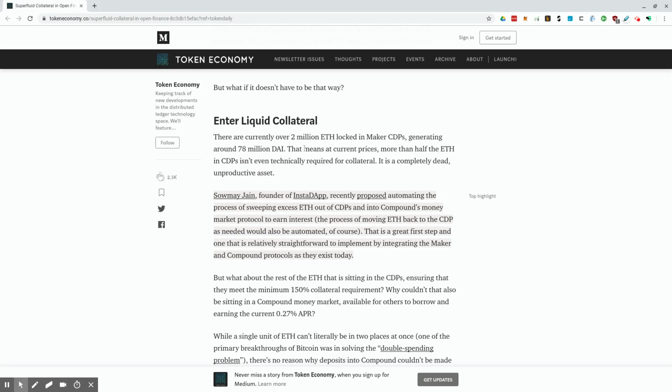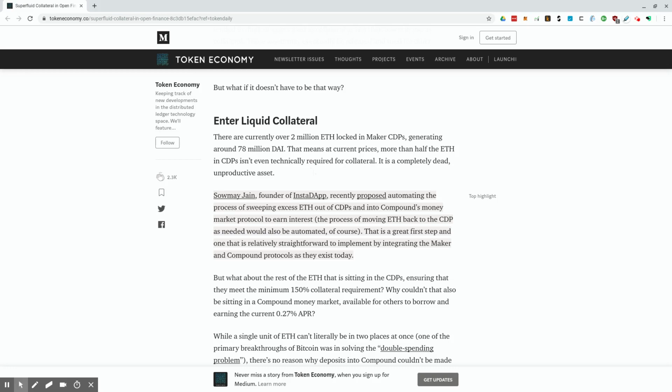So everybody has to lock at least 150% of ETH into a CDP in order to get a loan of 100%. And some people lock more than 150%. 150% is just the minimum that you have to lock in order to open a CDP with Maker.